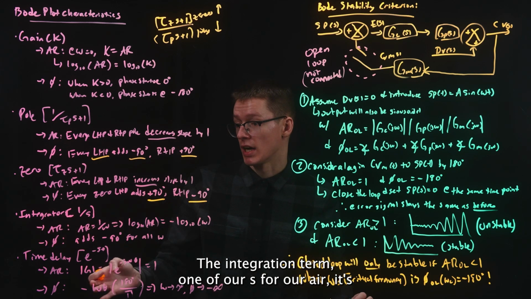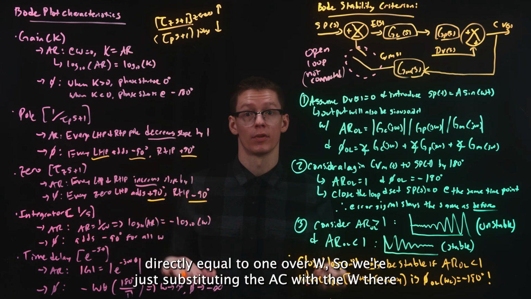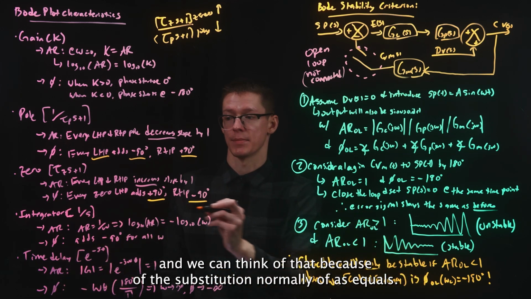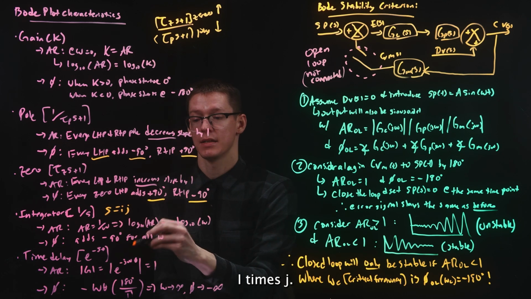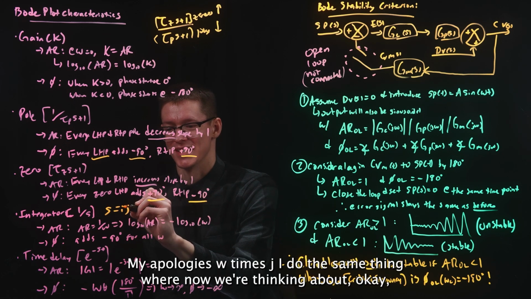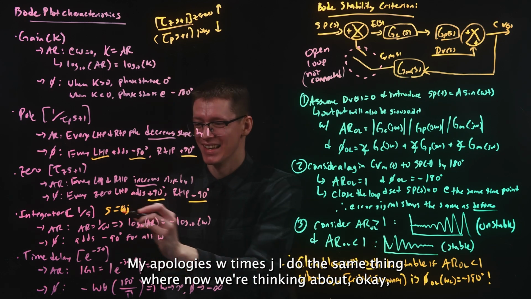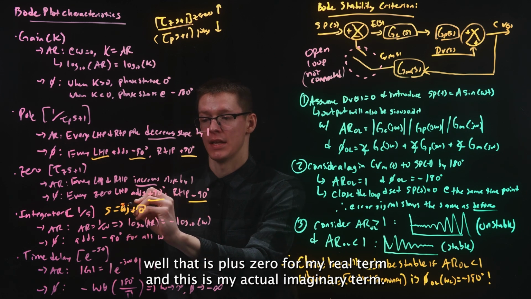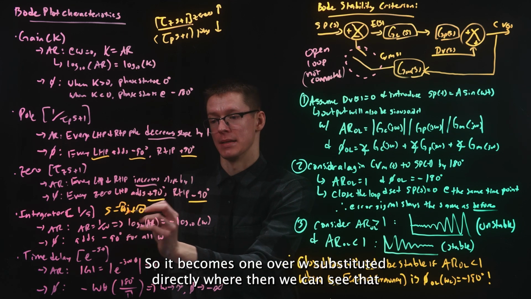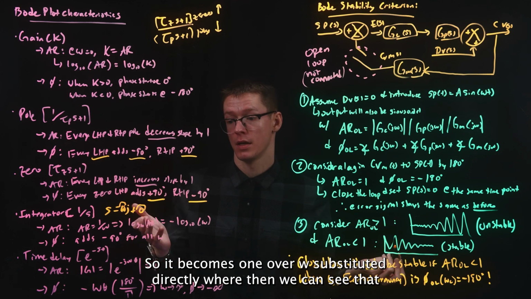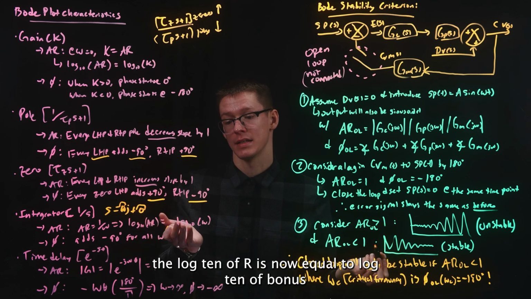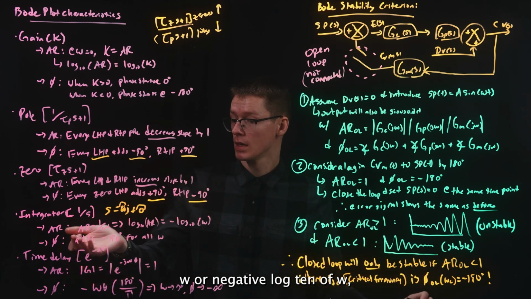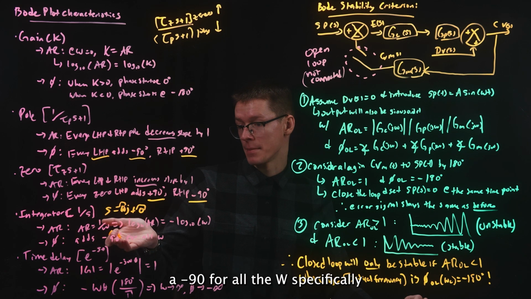The integration term, 1 over s, for our AR is directly equal to 1 over w. So we're just substituting the s with the w there. We can think of that because of the normal substitution of s equals j times w. Same thing, actually. My apologies. W times j. I and j are the same thing. Now that is plus 0 for my real term, and this is my imaginary term, so it becomes 1 over w, substituted directly. We can see that the log 10 of AR is now equal to the log 10 of 1 over w, or negative log 10 of w.